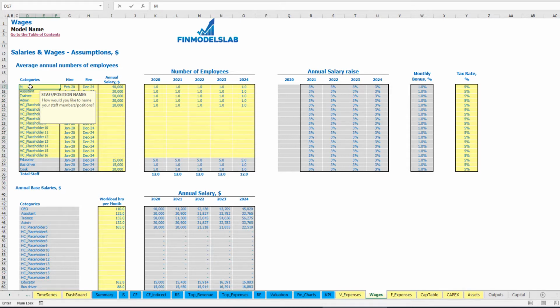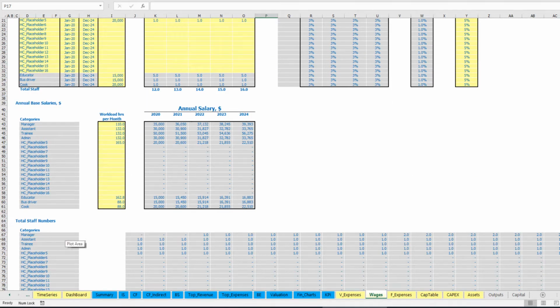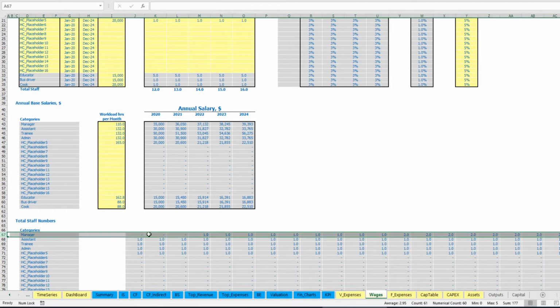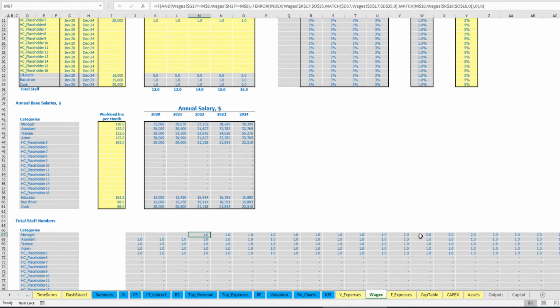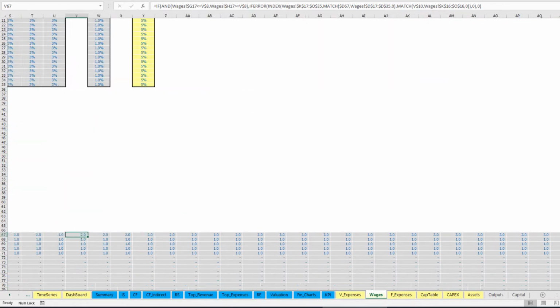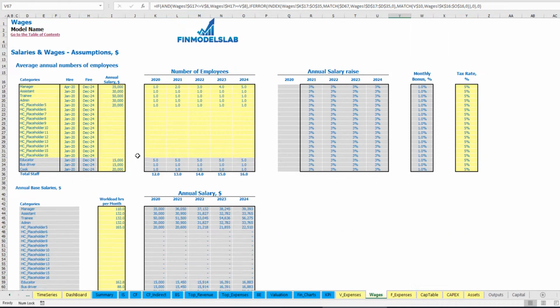For example, manager: you can input hire date, it can be April 20 for example, fire date, December 24, annual salary, it can be $35,000, and you have also the number of employees by years. For example, the first year it will be 1, the next 2, 3, 4 and 5. Below you may see the calculation for this position, so the manager will start in April, and next year you will have 2 managers, 3, 4 and 5 till the end of the model.